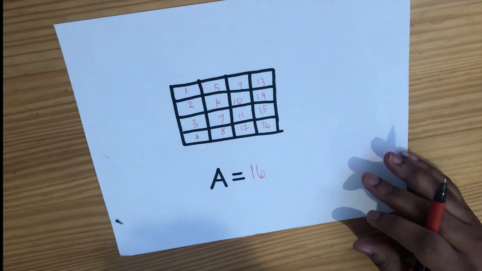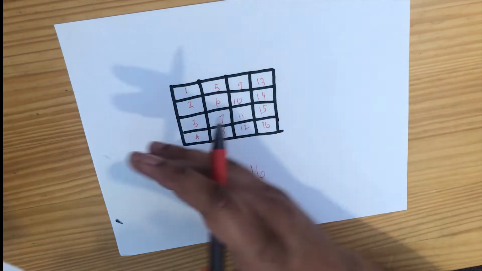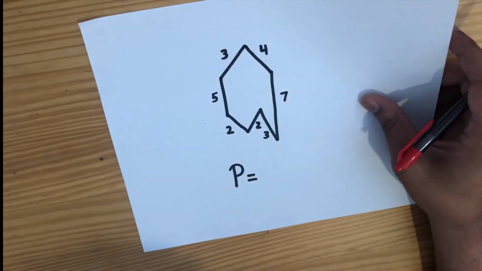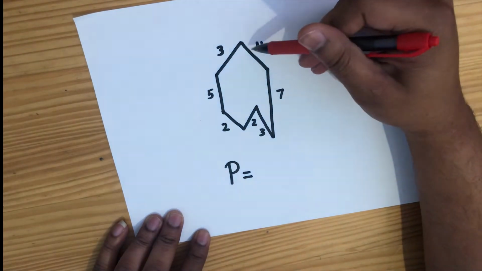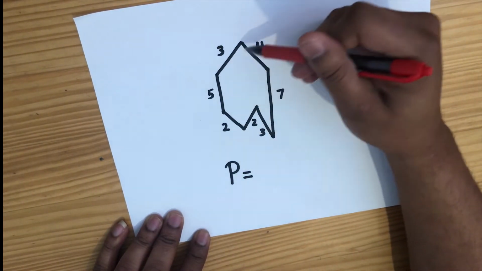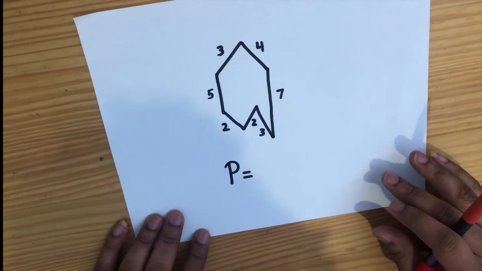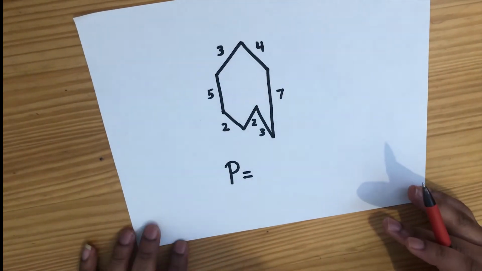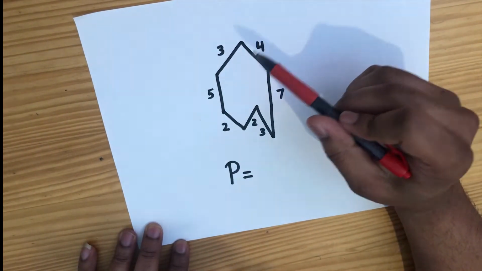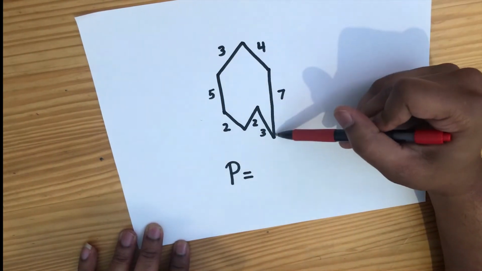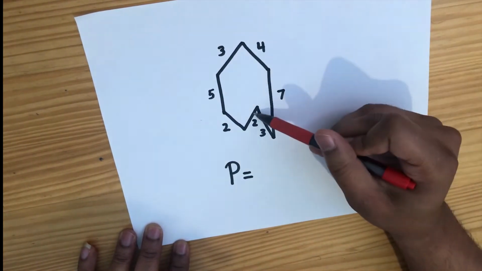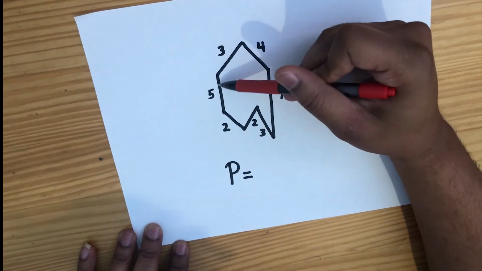Now let's go over an example of finding the perimeter. Here's an example of the perimeter. Now the area counts the inside, the perimeter counts the outside. So again, the first thing we need to look at is how many sides our shape has. So let's just count the sides. This is 1, 2, 3, 4, 5, 6, 7.